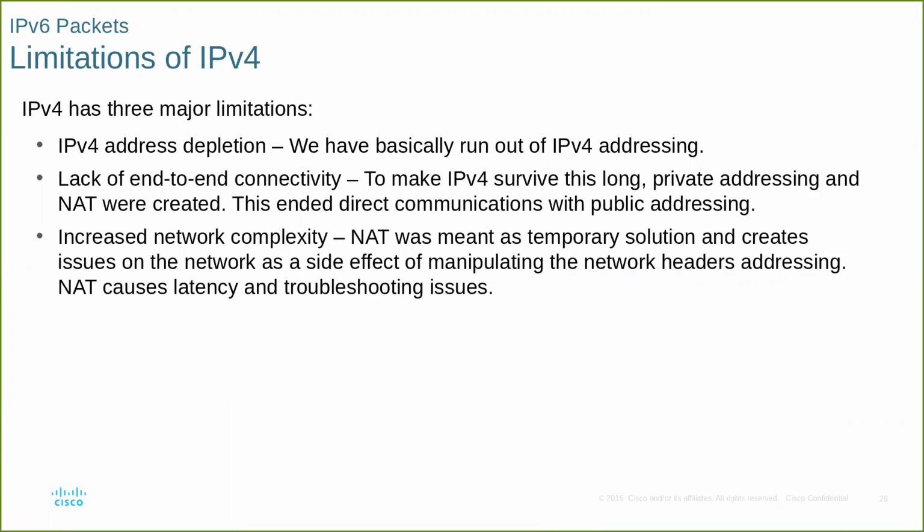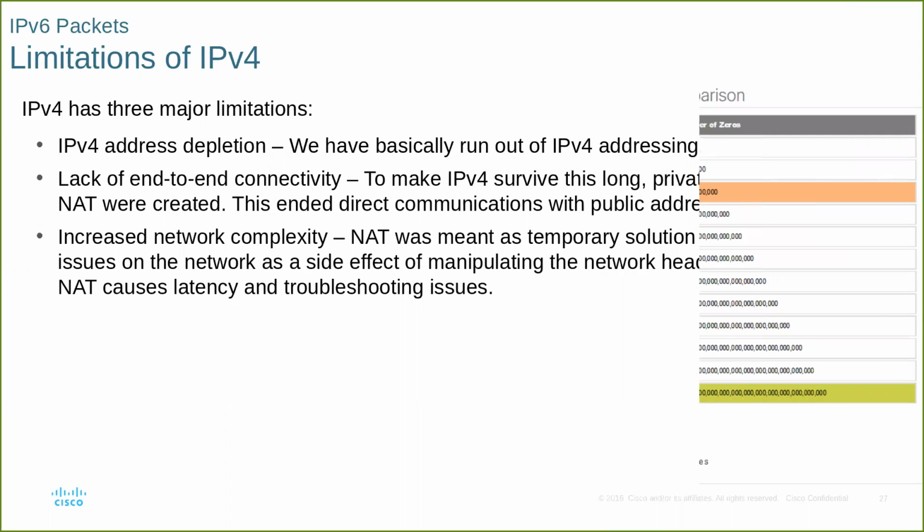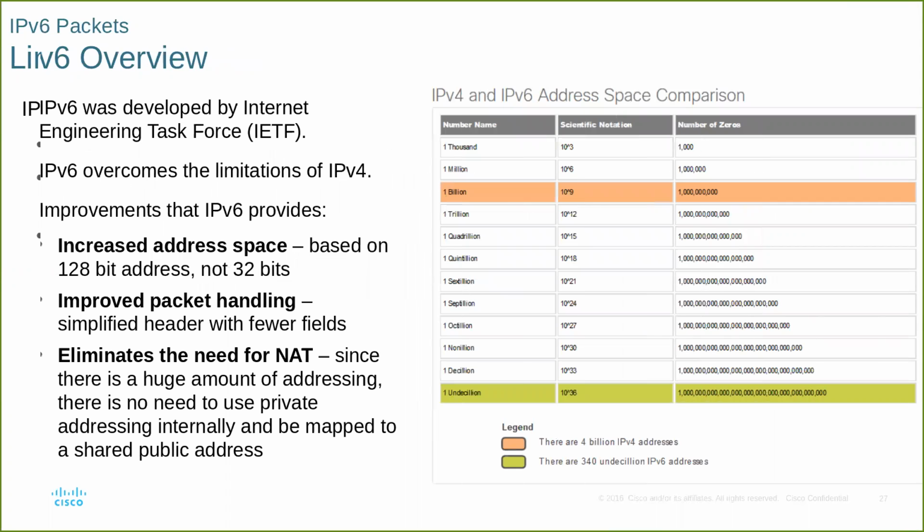Another limitation is the lack of end-to-end connectivity. When we go into private IP addressing, that's the time you will see this lack of end-to-end connectivity and also Network Address Translation, NAT, and increased network complexity. NAT is meant as a temporary solution, but it creates issues on the network as a side effect too. So these are the limitations of IPv4. That is why we move into IPv6.